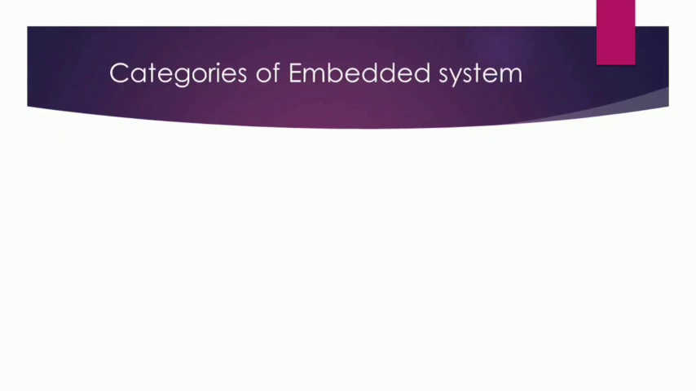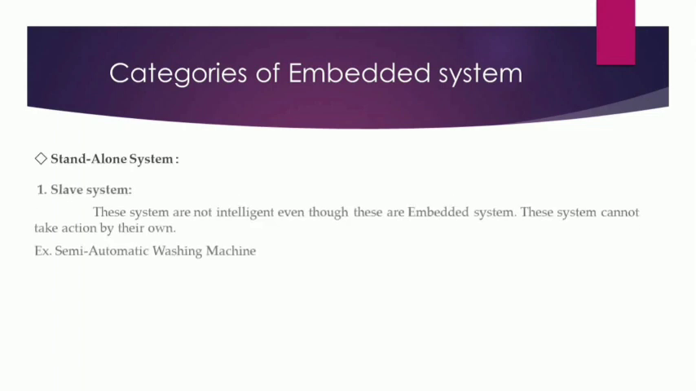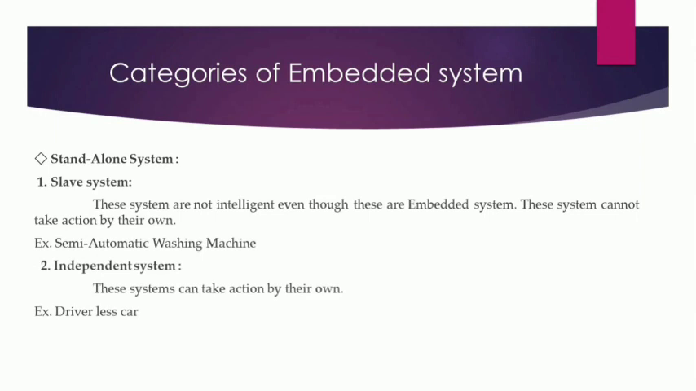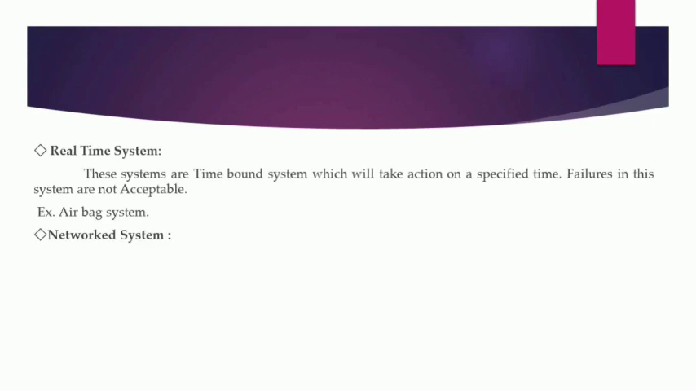The categories of embedded system are standalone system. In standalone systems there are two types: slave system, which is not intelligent even though it is an embedded system and cannot take action on its own, for example a semi-automatic washing machine; and independent system, which can take action on its own, for example a driverless car. Real-time system: these systems are time-bound and take action at a specific time. Failure in the system is not acceptable, for example an airbag system. The other type is network system, which is connected to a network.